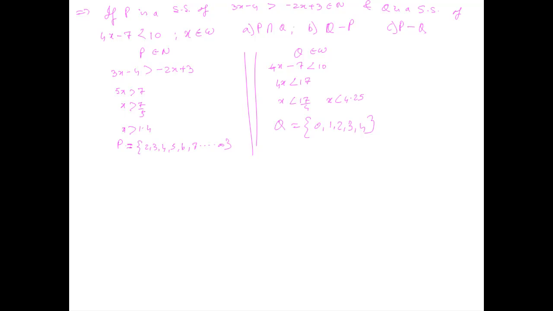Now children, when they say write the solution set for P intersection Q, that's A part, P intersection Q will be, children, the things that are common to both of these, that's numbers 2, 3 and 4. Also you can write in the set builder notation, children, that's x such that x belongs to natural numbers. You can take natural numbers or whole numbers from 2 to 4. Both imply the same, children.